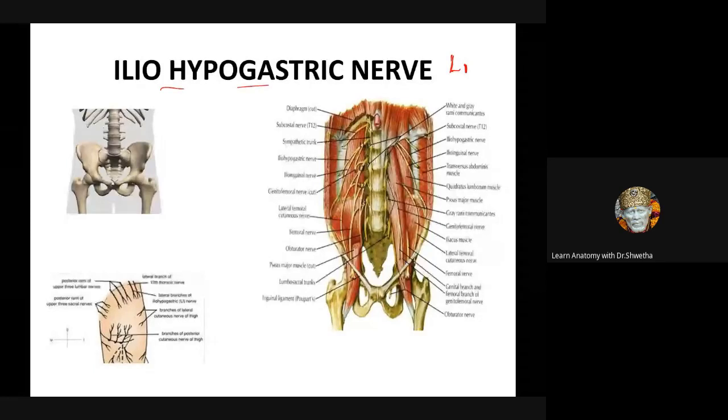Now I will tell you what happens once it is formed. Once the iliohypogastric nerve is formed, it travels. Once it reaches the iliac crest, it divides into a lateral cutaneous branch which will supply the gluteal region skin. Which part of the skin? The posterolateral aspect of the skin of the gluteal region. Then it gives the anterior cutaneous branch and it will supply the skin of the pubic region. In the next slide, I will show you.